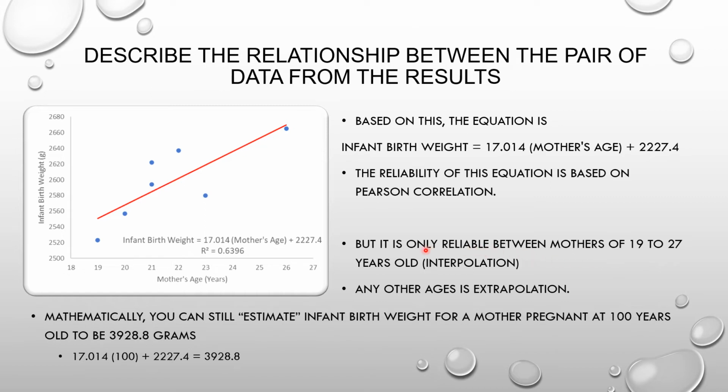That is called interpolation. We can mathematically put any number into the mother's age that's beyond this range, but that is not going to be reliable. That is called extrapolation. For example, mathematically you can estimate the infant weight if the mother is pregnant at 100 years old. It's going to be nearly 4 kilograms. But at the moment, we still do not have a pregnant mother at 100 years old.